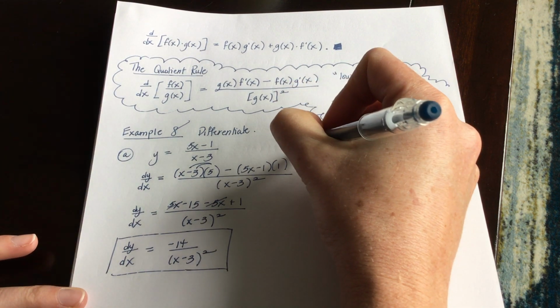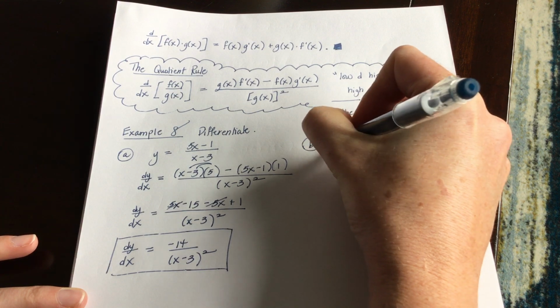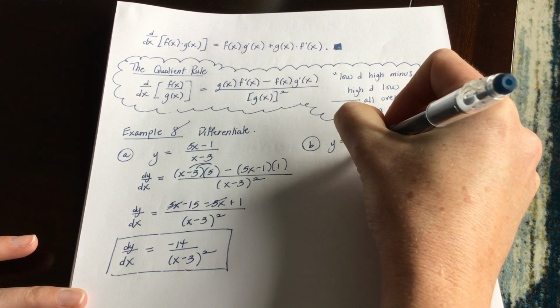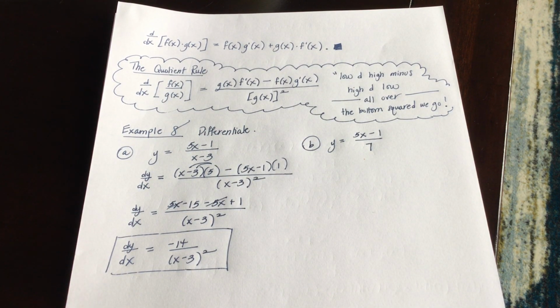Now for part B, let's say I gave you y equals 5x minus 1 over 7. So think about how you'd go about this problem. So I'm hoping that you pause the video if you need some more time to think about it. There are 2 ways to do this one. There's use the quotient rule, or you could actually do it without the quotient rule.